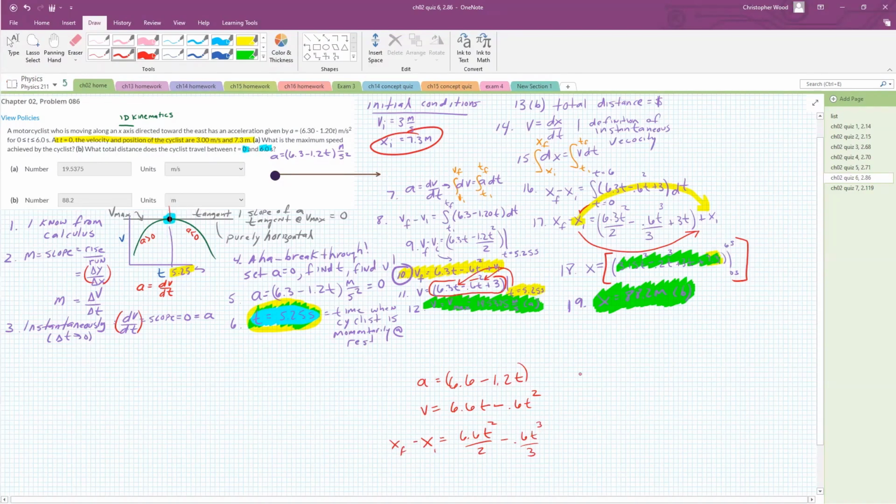So then same thing. This is going to be x final equals 3.3t squared minus 0.2t cubed plus, and then what was your initial x position? 2.8, right? Yeah, 2.8. All right, well, that's good. That's an easy problem.